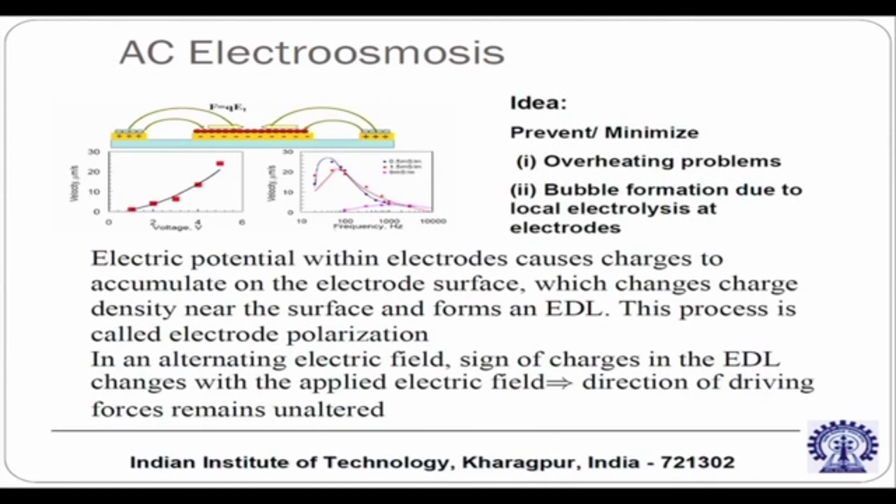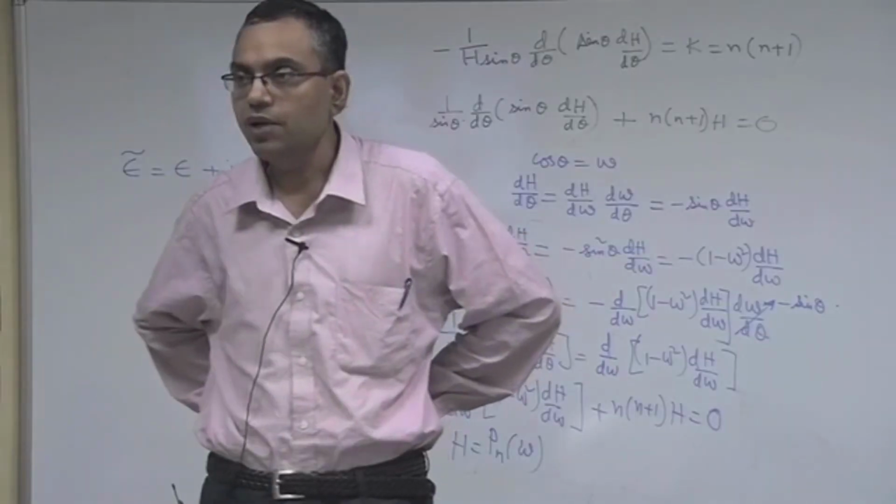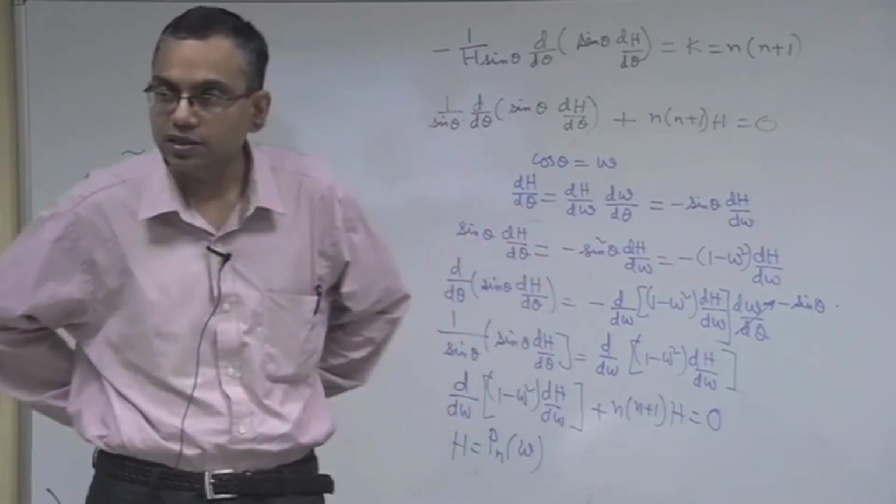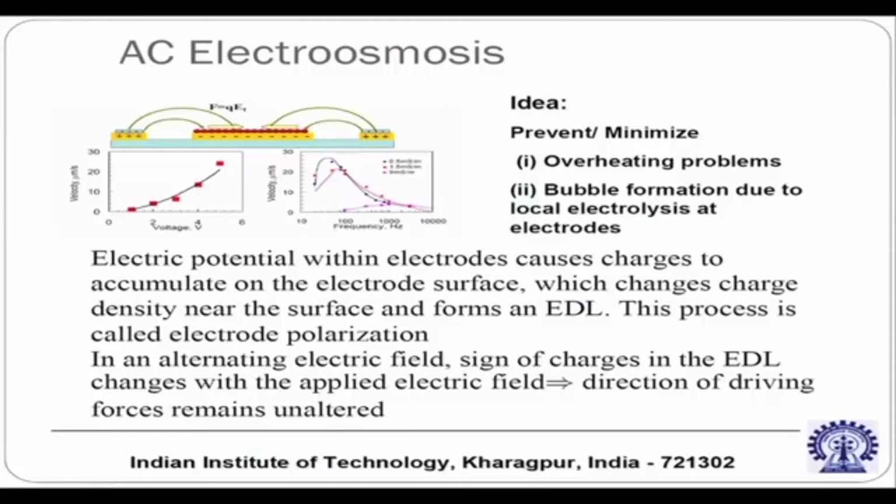AC electroosmosis. Now in AC electroosmosis, unlike the standard or DC electroosmosis, you create a bias by using an alternating electric field. So the idea is that there is a surface, and on the surface you create an induced charge by an alternating electric field.